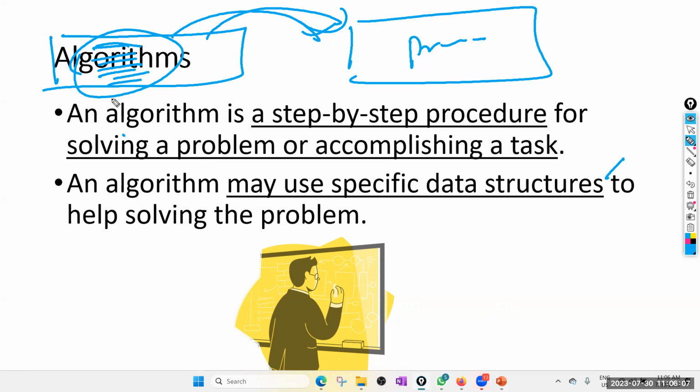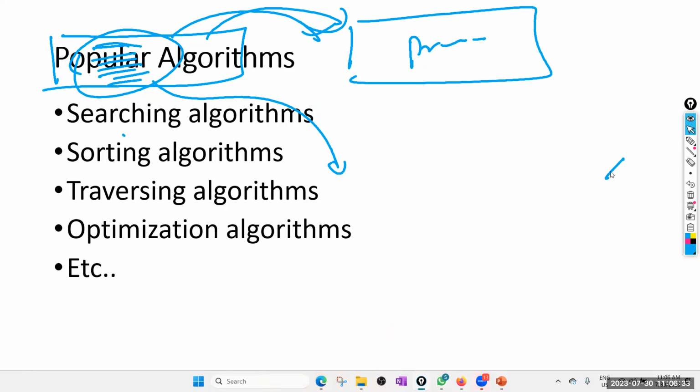Okay. And of course, your algorithm may refer to some data structures as well. Your algorithm may refer to some special data structures or may not. But it does a well-defined task, like sort data, search a particular value, traverse values in a specific way, and so on. So these are some popular algorithms. It doesn't mean that these are the only algorithms. Searching algorithm, sorting algorithm, traversing algorithm. There are optimization algorithms. So after that algorithm is executed, the things are organized in an optimized manner.